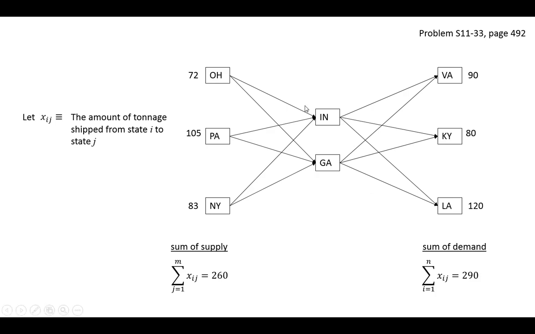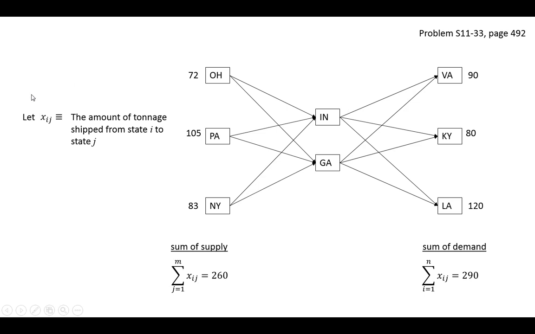Another depiction of this same transshipment problem is a network representation. So as you can see, we have the 3 supply nodes shown here, we have the 2 transshipment nodes shown here, and we have the 3 demand nodes shown here. And then the number beside each of these nodes corresponds to supply in this case, and then demand in this case here. The costs to ship along the arcs are not shown, just for the sake of clarity.